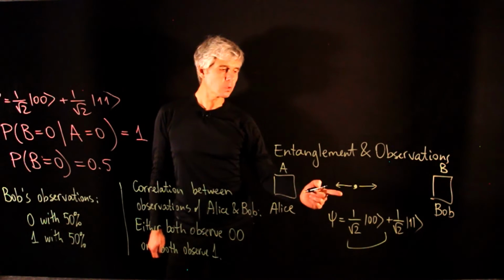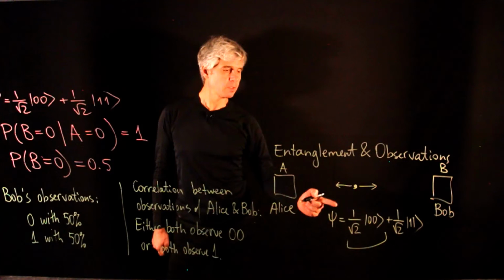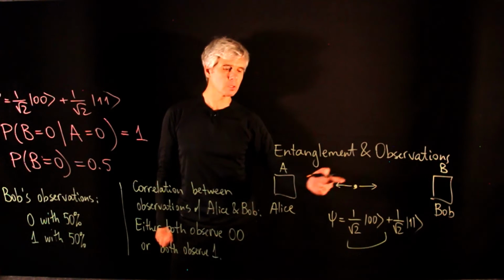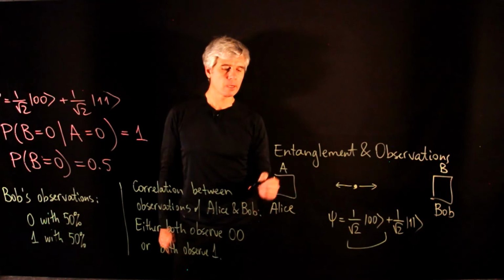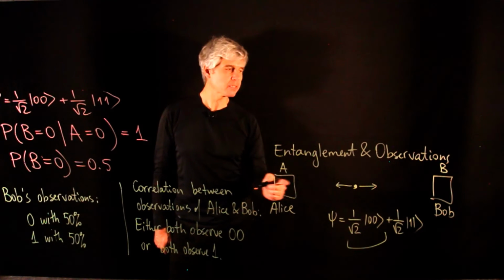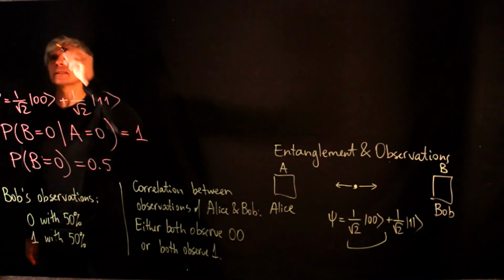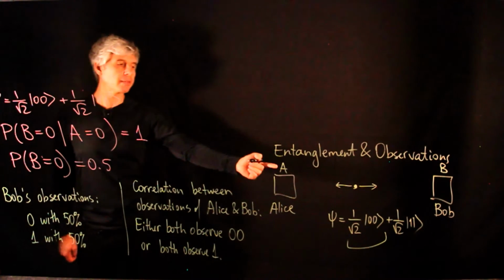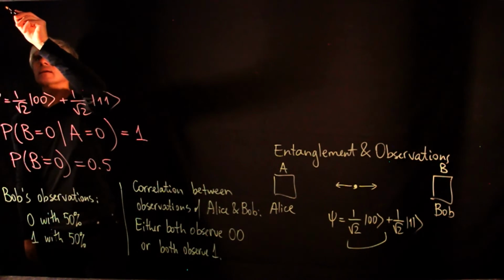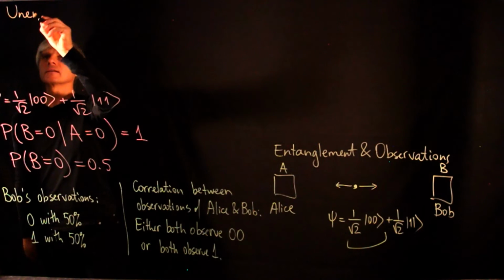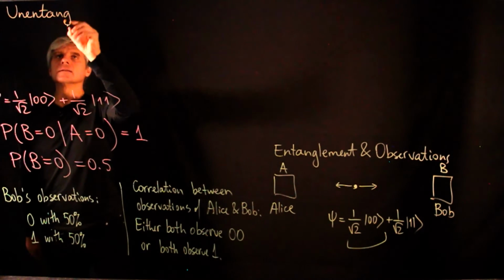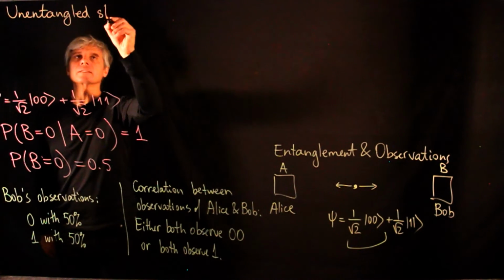Now, let us look at the same experiment where we have a pair of photons and one photon is measured by Alice and another photon is measured by Bob. But let's look at the case of an unentangled state.